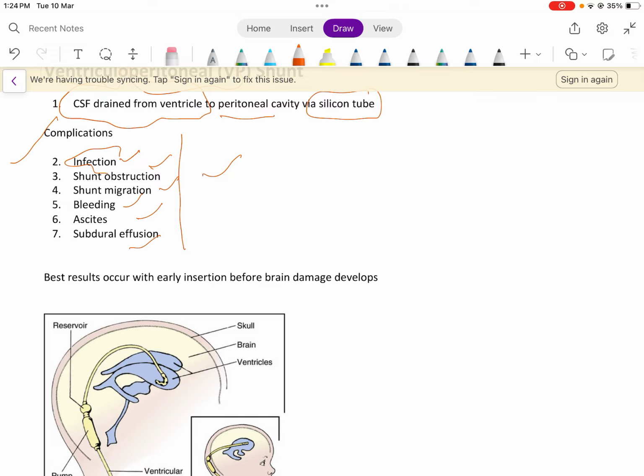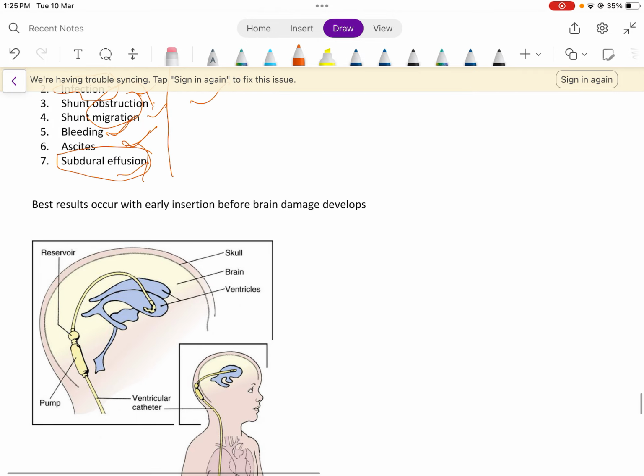Remember, anything which is a foreign body can get infected. The infection can cause obstruction also. It can migrate and cause obstruction also. Okay, then it may bleed. There will be more fluid getting accumulated in the peritoneum, leading to ascites and subdural effusions. Okay, best result is going to occur with early insertion before the brain damage. So if you want a good neurological outcome, you have to do this procedure as early as possible.